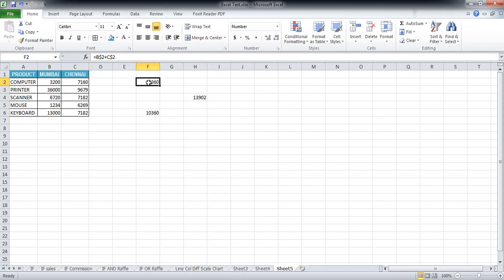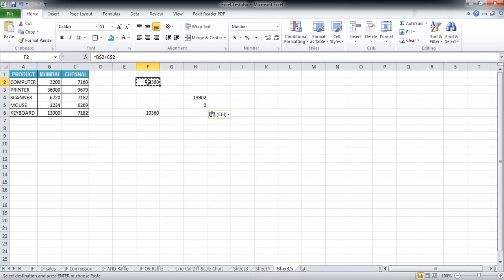So as per our theory, what would happen is, since B and C are not anchored over here, and we are moving 2 columns away from our F column, we can expect B and C to move 2 columns also. But since 2 is anchored, the reference to the second row would not change. So I copy this formula, go on to H5, and then paste it, and there you go. This is what has happened.